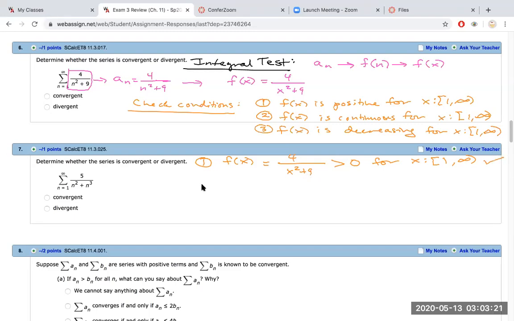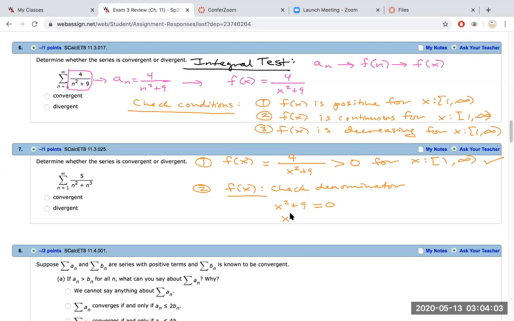So check. 2. F of x, is it continuous over your particular bounds? So remember, there's only 2 ways you get a discontinuous function. One is if you have a denominator that's equal to 0 for some value of x. The other one is if you have an even root, okay? So here, we need to check the denominator. Okay, so you have x squared plus 9. When is that equal to 0? Well, never, okay? Essentially, again, positive, more positive, can't be 0.